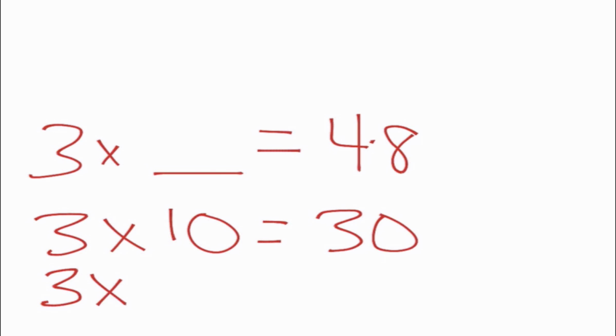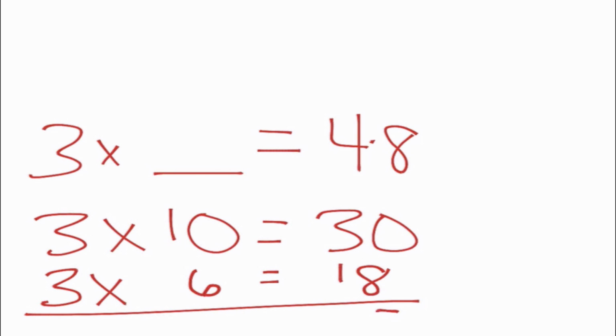I could skip count. 3, 6, 9, 12, 15, 18. Hey, the 6 multiple would give me 18. So I'm going to go ahead and put it together and make sure that I have my total. I do have 48. This is the factor that we knew. And then I did it 16 times.